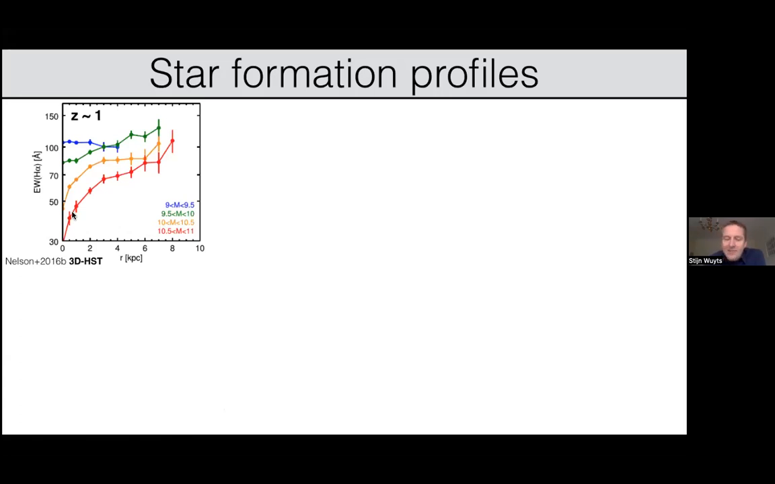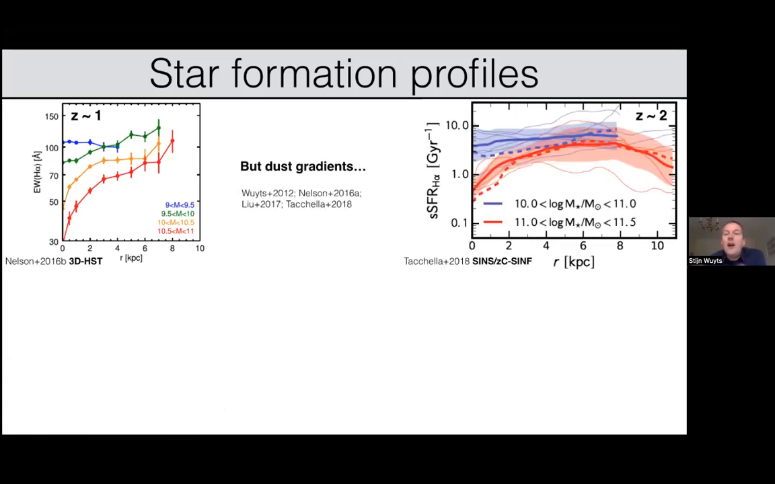Now, the caveat here is that there are spatial dust variations. And whether you quantify it using Balmer decrements, UV slopes, or resolved SED modeling, you always find that these dust gradients, or attenuation gradients, are negative. And so the equivalent width is in fact not a dust insensitive tracer, because the nebular emission may be subject to additional attenuation from dust in birth clouds.